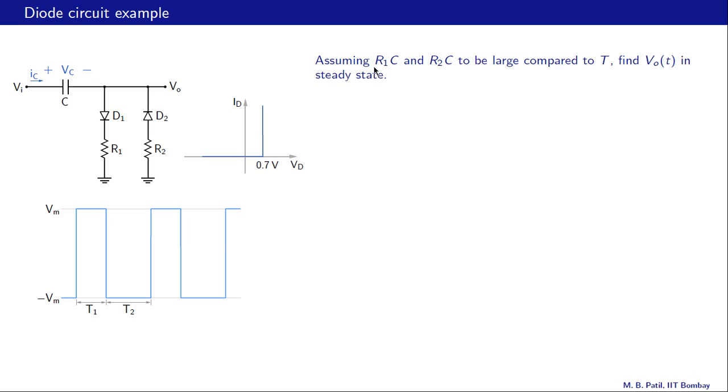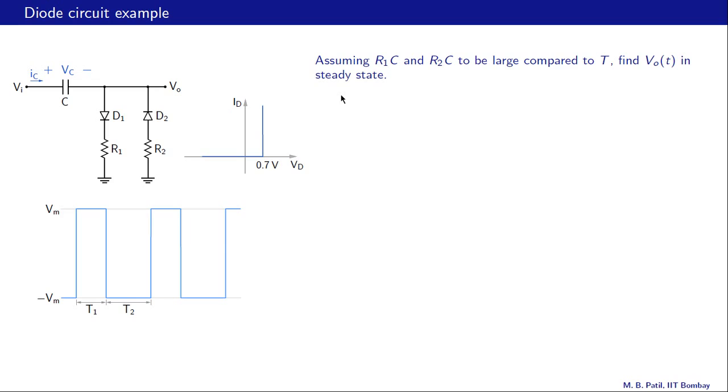What are these quantities, R1C and R2C? Let us look at this circuit. The charging path is like that. So we see that the charging time constant is the product of R1 and C. So R1C is the charging time constant. What about discharging? The discharging path is like that, and therefore R2 times C is the discharging time constant.